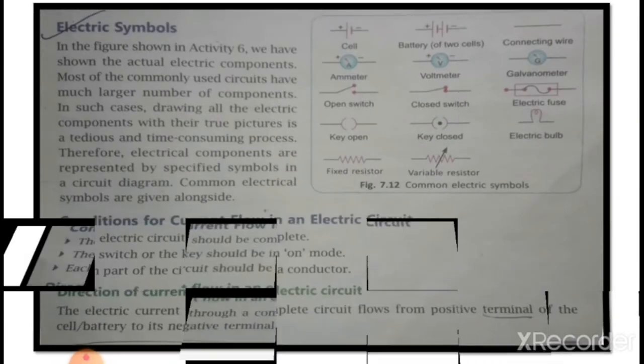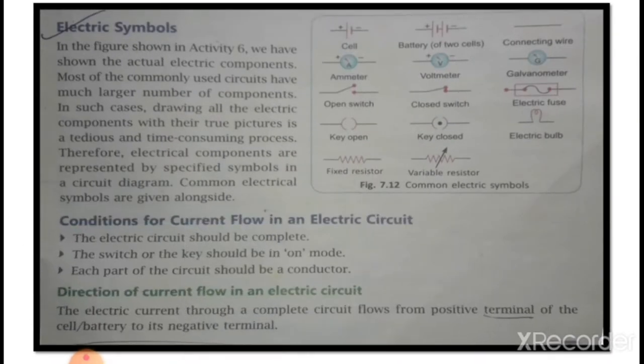Electric symbols. For drawing circuit diagrams, we are not drawing the apparatus as it is. Instead, we are using some symbols in order to show the apparatus. That is called electric symbols. Most of the commonly used circuits have a much larger number of components. In such cases, drawing all the electric components with their true pictures is a tedious and time-consuming process. Therefore, the electrical components are represented by specified symbols in a circuit diagram.